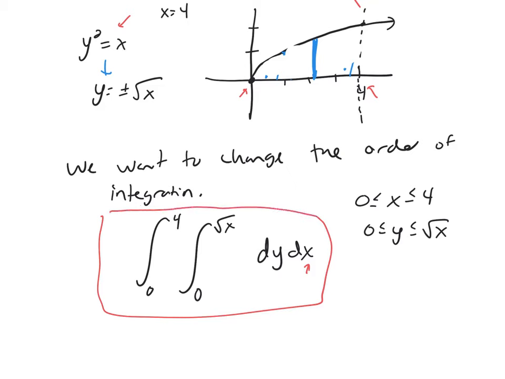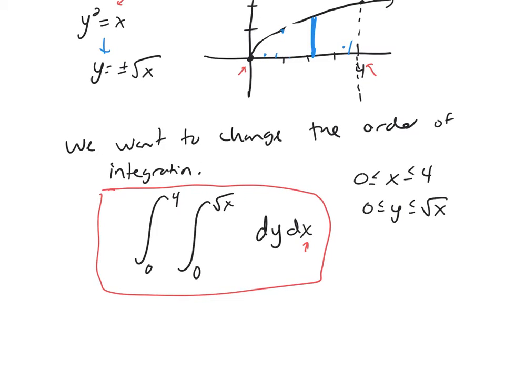So when you're changing the order of integration, you should probably start with the outer bounds, just because you know those are constant, and then figure out the inner bounds.